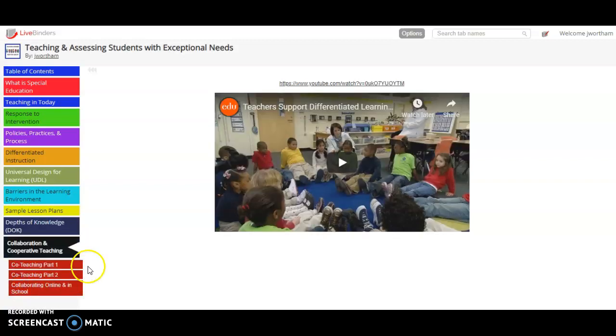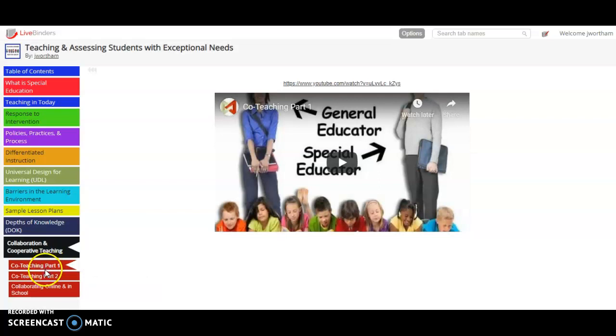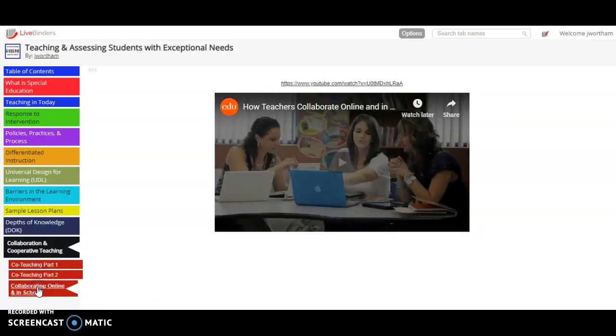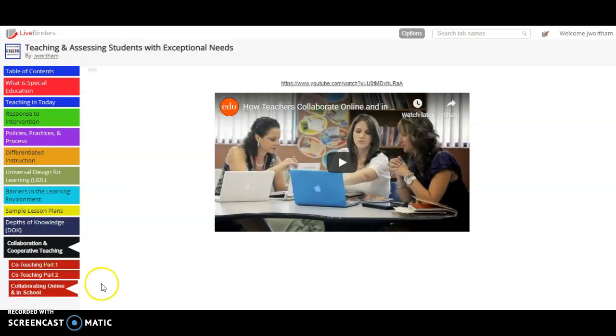All right, collaboration and cooperative teaching. Teachers working together is important, and not all schools have co-teaching, but I would recommend it in each school, but I guess that depends on the administrators. The co-teaching part 1 and 2, and then the collaborating online and in school. These were all also in our classroom.